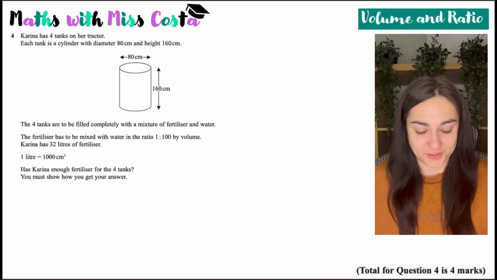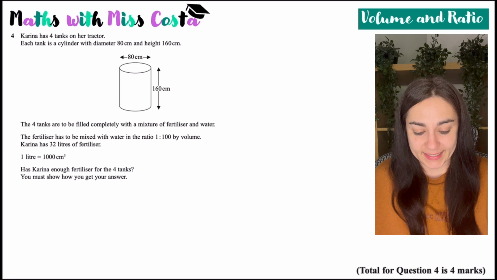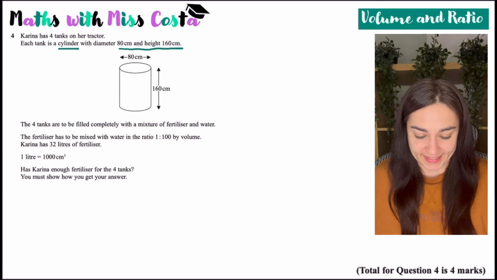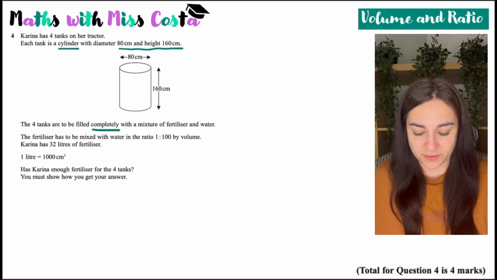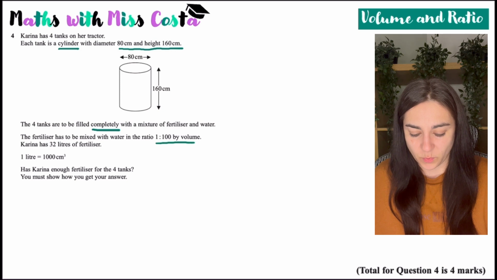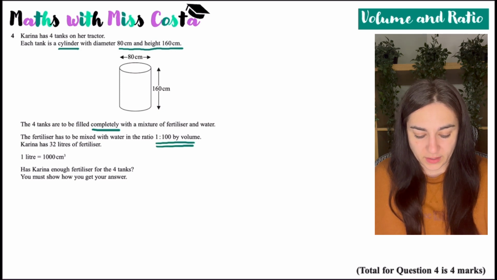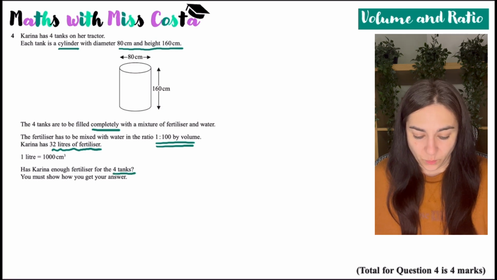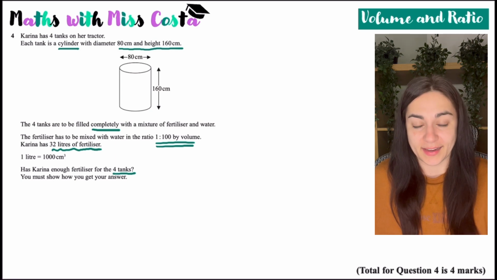Okay, so in this question, I am told that Karina has 4 tanks on her tractor and that each tank is a cylinder with diameter 80 centimetres and height 160 centimetres. I'm told that the 4 tanks are to be filled completely with a mixture of fertiliser and water, and the fertiliser has to be mixed with water in the ratio 1 to 100 by volume. Karina has 32 litres of fertiliser, and does she have enough fertiliser for the 4 tanks? So the first thing that I want to do is figure out what the total volume of the tanks are.